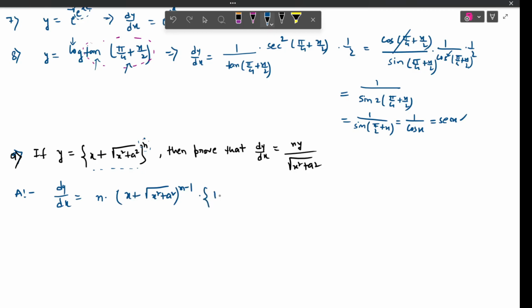So differentiation of x is 1 plus, then we see square root. So we can assume that the whole thing is x to the power half. That is x to the power n format. n into x to the power n minus 1. That is x square plus a square to the power half minus 1. Now we have to move into the square root, that is x square. Okay. Differentiation of x square is 2x.